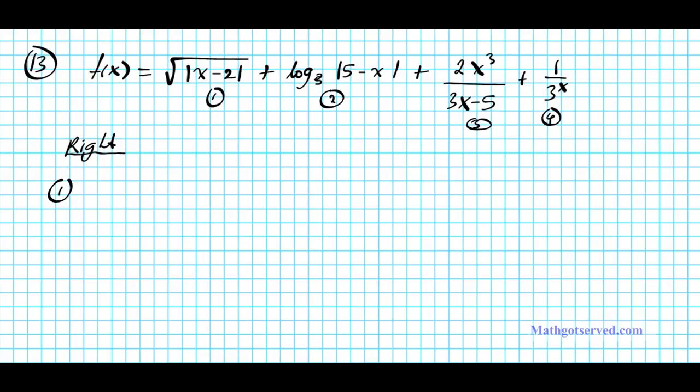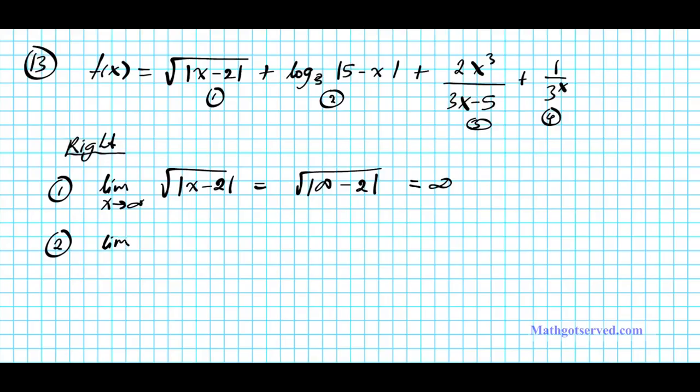So for function 1, I want to take the limit as x approaches infinity of the square root of the absolute value of x minus 2. That's going to be the square root of infinity minus 2, absolute value of that. We can clearly see that our answer is going to be infinity. And then for the second function, limit as x approaches infinity of log base 3 of the absolute value of 5 minus x. We have log base 3 of the absolute value of 5 minus infinity. That's simply going to infinity.